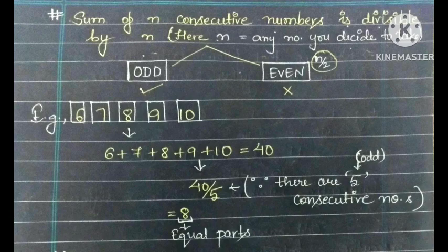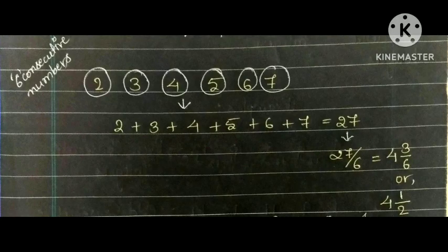But if you take an even number of consecutive numbers, like 6: 2, 3, 4, 5, 6, 7, for instance, will it still give the same results? You do the sum and it comes out to be 27 by 6, or in other words, 4 complete 3 by 6, which in its simplest form is 4 complete 1 by 2, or half. So it's not at all working.